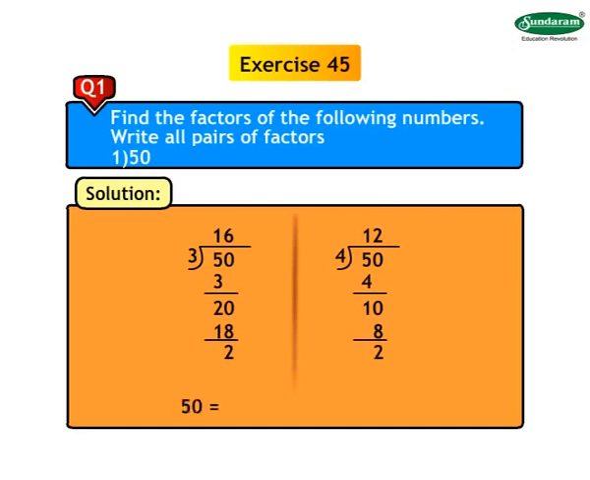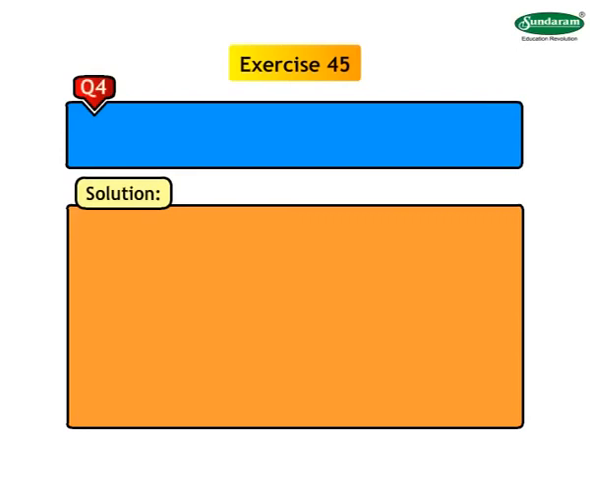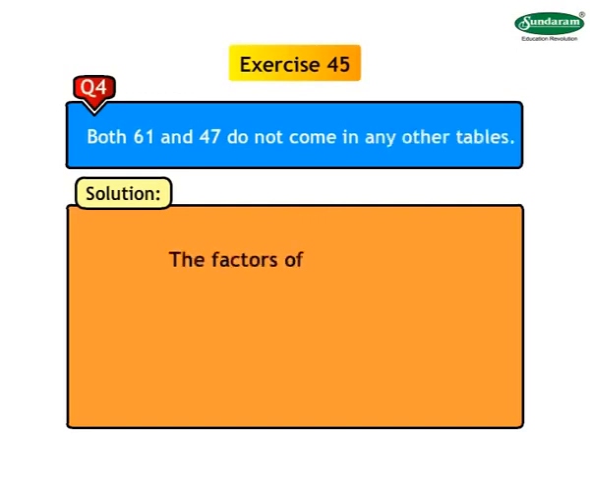Thus, factors of 50 are 1, 2, 5, 10, 25 and 50, as 50 is equal to 1 into 50, 50 is equal to 2 into 25, 50 is equal to 5 into 10. Question 4. Both 61 and 47 do not come in any other tables. So the factors of 61 are 1 and 61. The factors of 47 are 1 and 47.